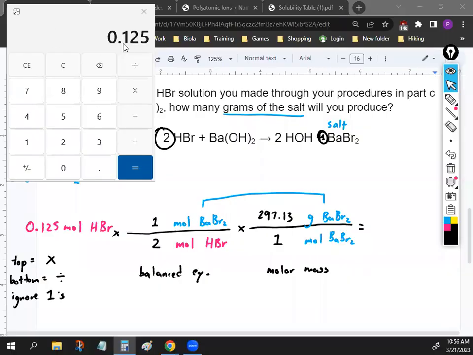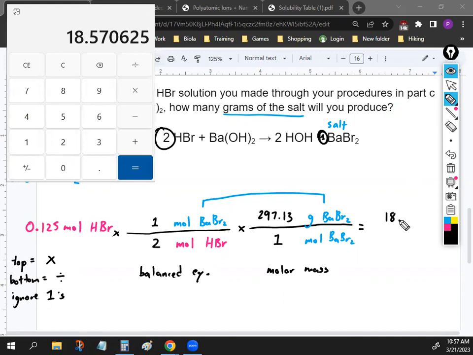Okay, so our starting number 0.125. We're going to multiply everything on the top and divide by the numbers on the bottom and ignore the 1. So we got a 1 here, so we can ignore it. There's a 2 on the bottom, so we divide by 2. And then we got 297.13 on the top. So we multiply by 297.13, and you'll get a final answer of 18.57.